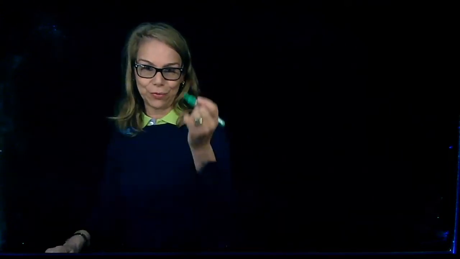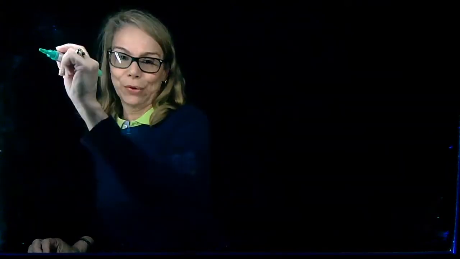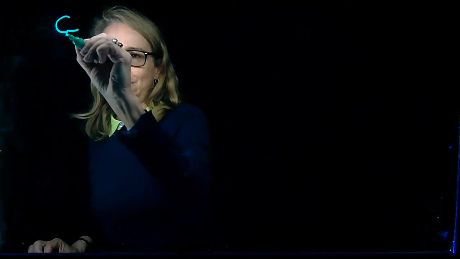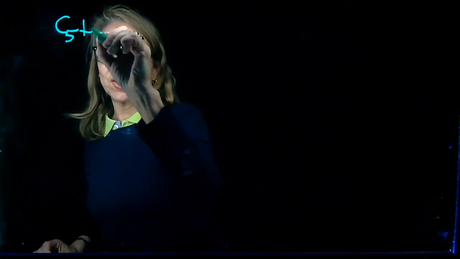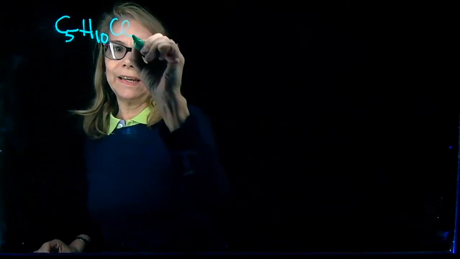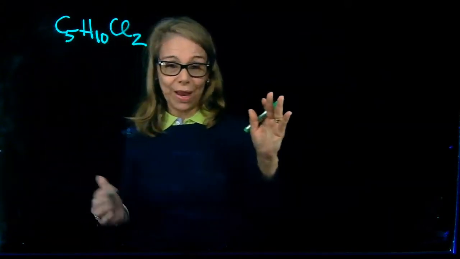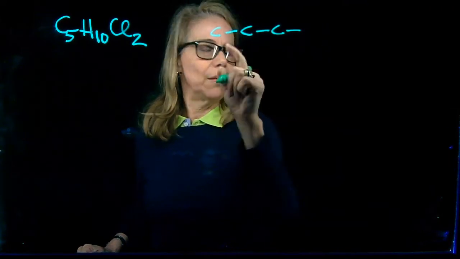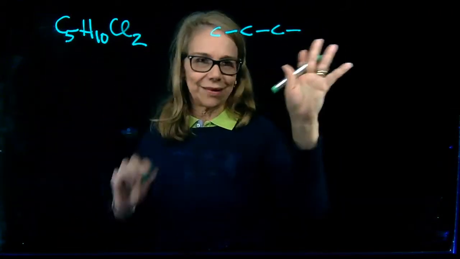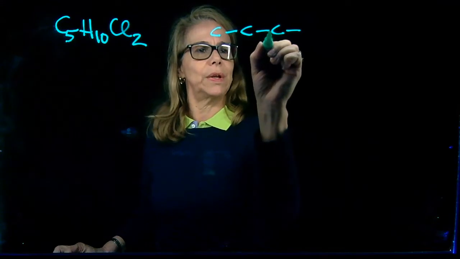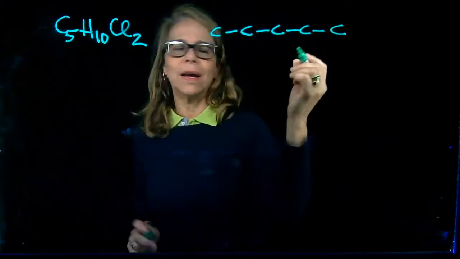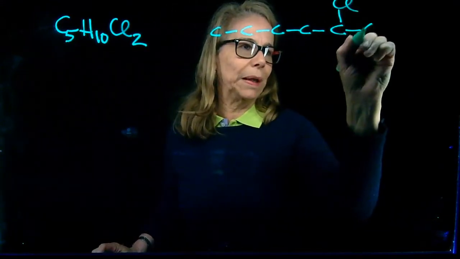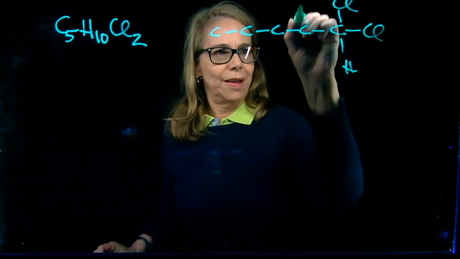Now let's do another example of creating constitutional isomers given a molecular formula. In this example, we're going to have more atoms. So this is C5H10Cl2. We have more atoms to combine, right? So 1, 2, 3. We're going to do a line first, and then we're going to start doing other things. 1, 2, 3, 4, and 5. And just to begin, we're going to do this one.